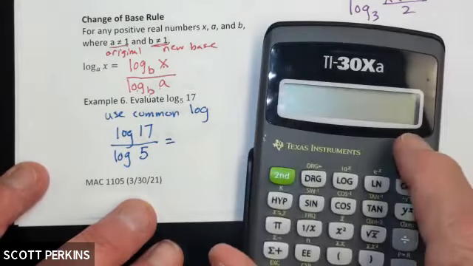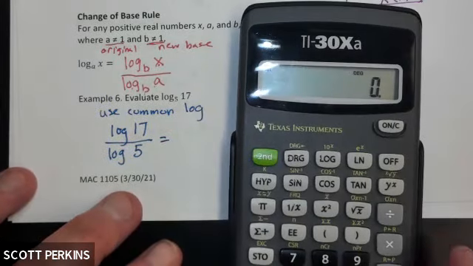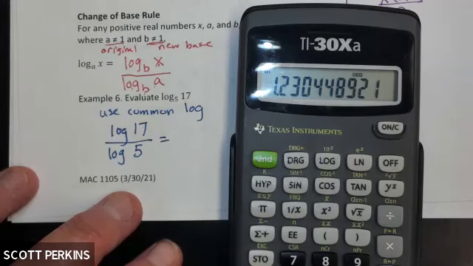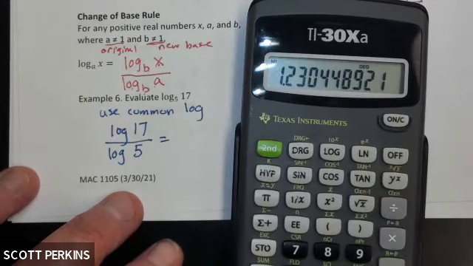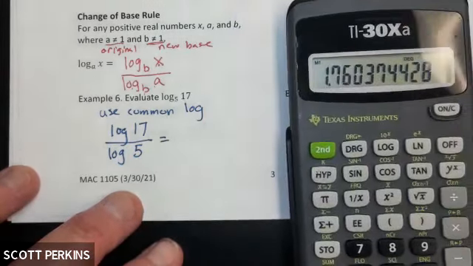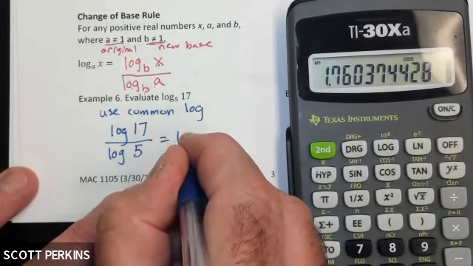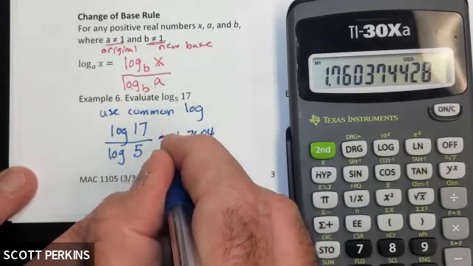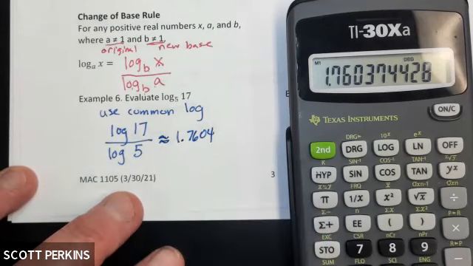So then I'm going to throw that down in my calculator. So here we go. Calculator, what is this? I've got 17. I'm going to take the log of that, and I get that number right there. And then I'm going to divide by the log of 5, and that gives me 1.76 and a lot of other numbers. I'm just going to round to the 4th decimal place. So it's 1.7604 approximately.